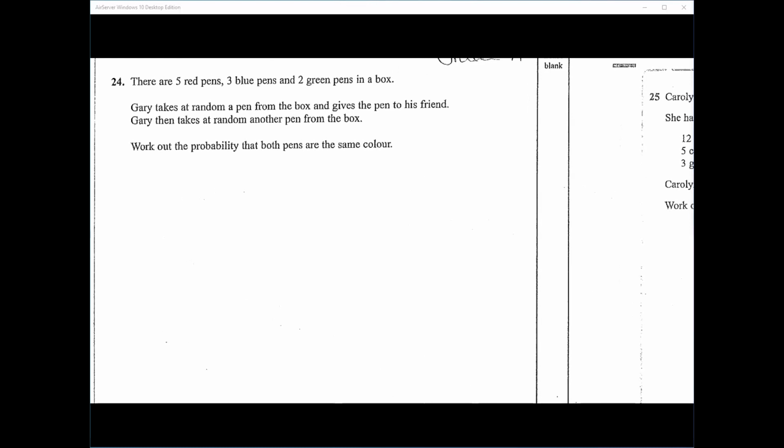Okay, so let's try to pick up key words and key things that have been said here. So we got 5, 3, and 2. How many do we have altogether? 10. So we have 10 items. So the fraction will be out of 10.